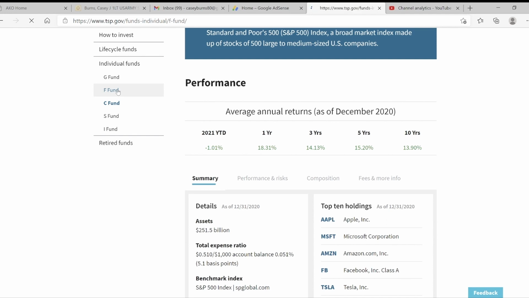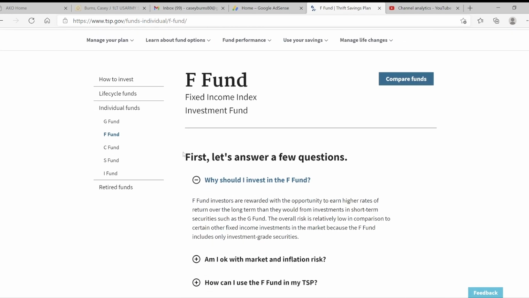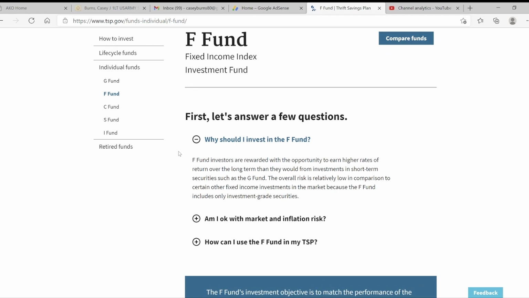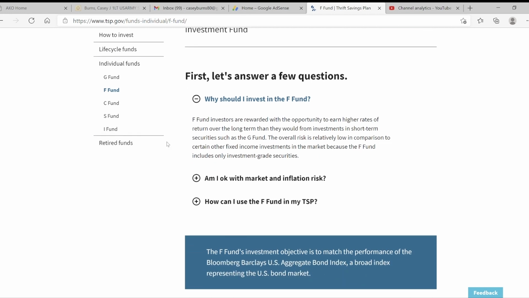Let's move into the F fund. So the F fund is the fixed income fund. Basically, it's the US bond index. So it's bond indexes that, let's just go in here and read what it says it is.